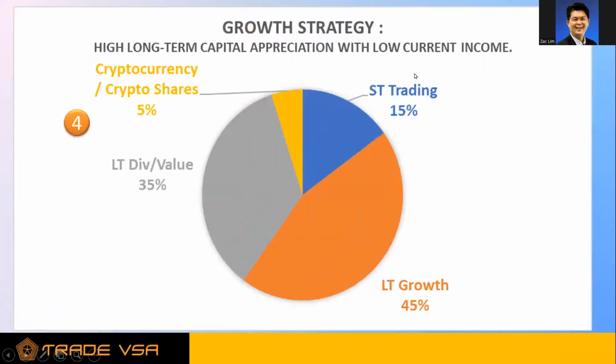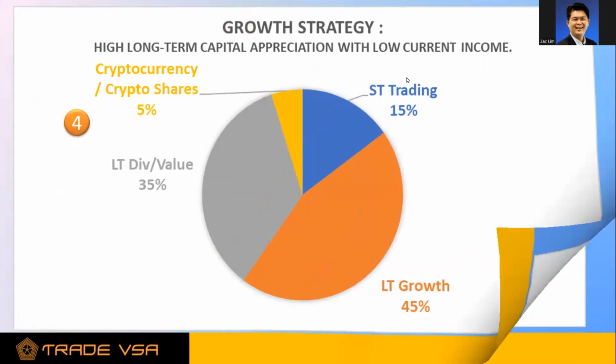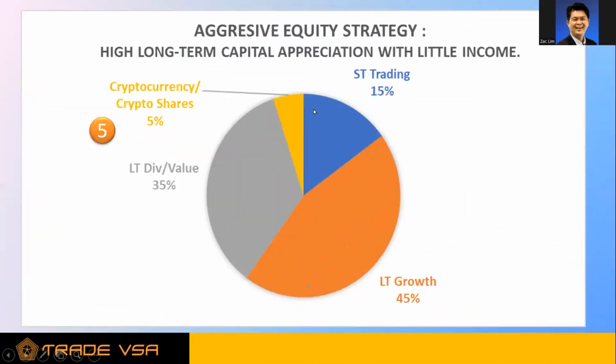Same goes for the growth strategy, just that it's 20%, and for the aggressive one, it's also 20%. You just have more long-term growth. So these are like your 15%. Let's say you have a portfolio of 200,000, then 15% will probably be 30,000. Focus on strictly, purely trading with that. You don't trade the whole 200,000 for that purpose.